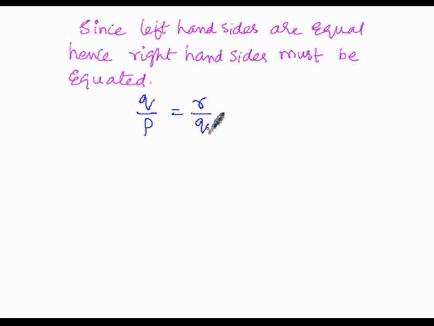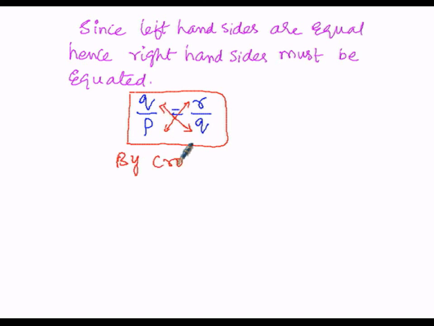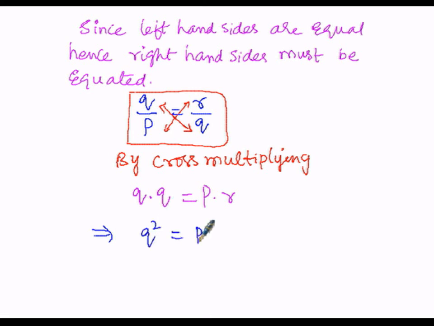Now, since there is an equality symbol, by cross multiplying, Q must be multiplied with Q. So the next logical step will be Q into Q, Q dot Q equals P into R, so P dot R. That implies Q into Q is Q square, that is equal to P into R, that is PR. So hence it is proved. We have to prove Q square equals PR.